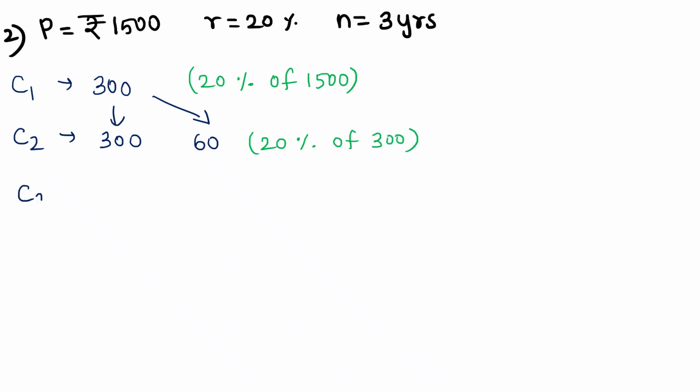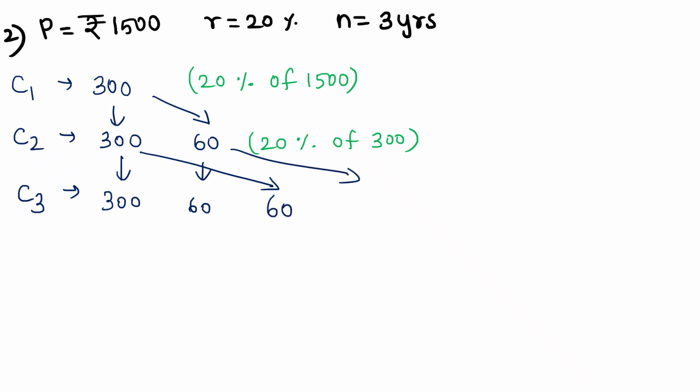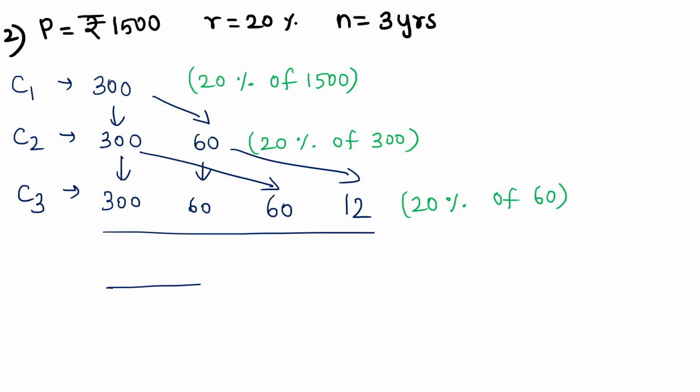Then next I will write it for the third year. I will retain this 300 as such, and I have to retain this 60 as such. Then next you have to write the 20% of the 300, which is 60. Then here you have to write the 20% of 60, which is nothing but 12. So in this step we are finding 20% of the 60. Then we have to add all the values.